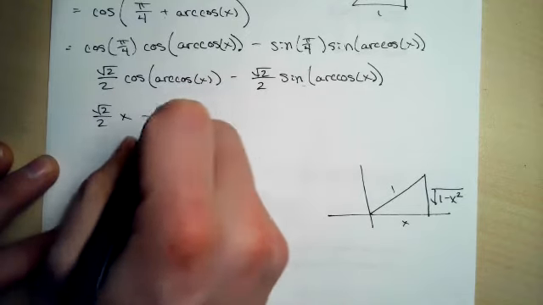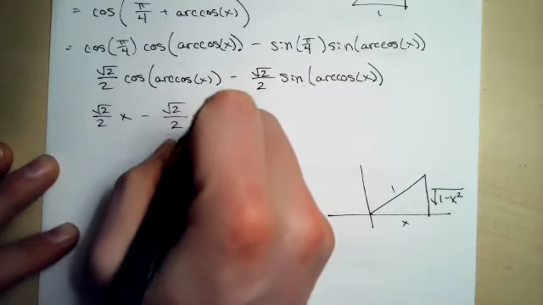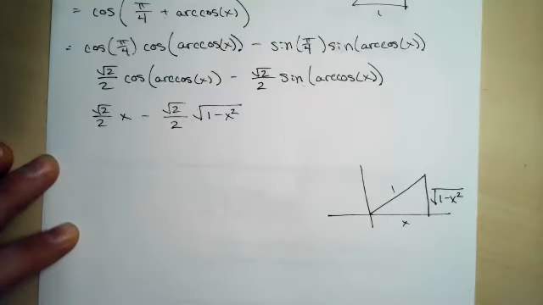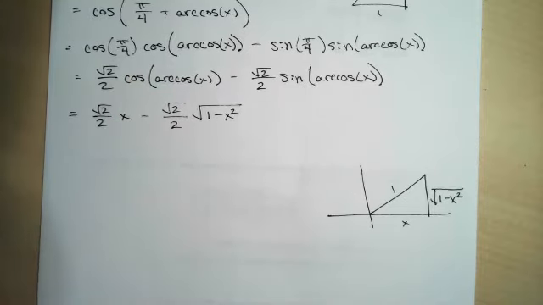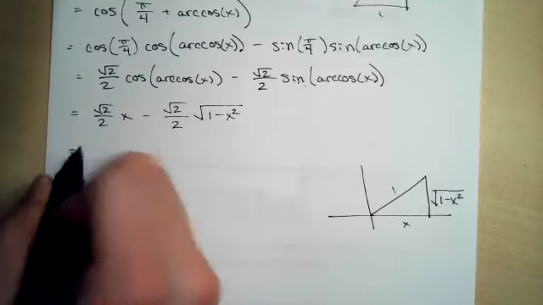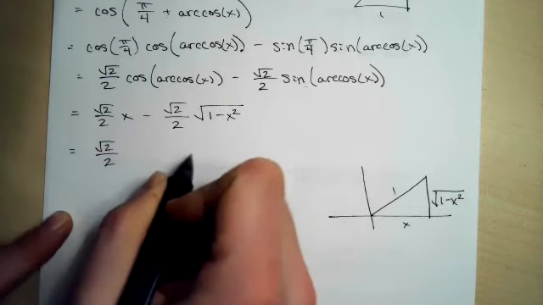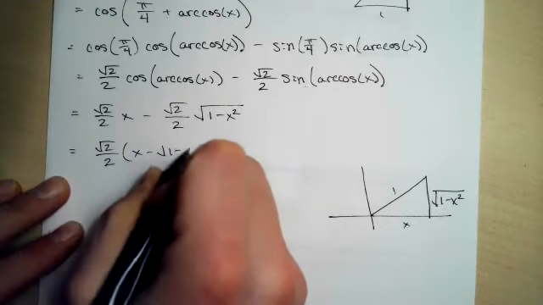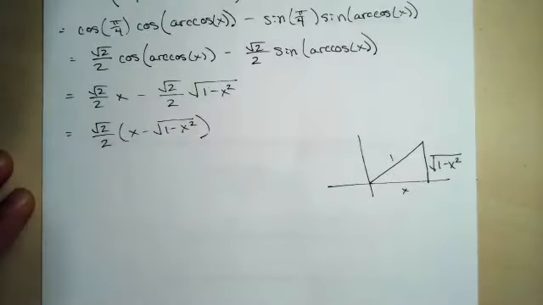And then sine of arc cosine will give us square root of 1 minus x squared over 1. So that's our answer there. You can simplify it a little bit more if you wanted to. This isn't necessary, but if you wanted to factor out the square root of 2 over 2, either of those answers would be fine.